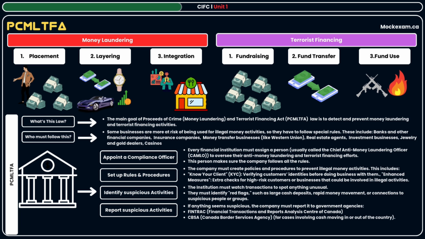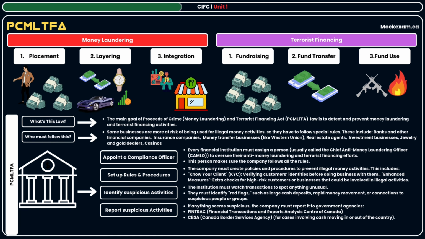If anything seems suspicious, the company or investment firm or financial institution must report it to the government agencies. Okay. There are two government agencies: FINTRAC, which will be covered in the next lecture, Financial Transactions and Reports Analysis Center of Canada, and CBSA, Canada Border Service Agency, for cases involving cash moving in or out of the country, okay? CBSA is for specific transactions, not all the transactions. The main one is FINTRAC.